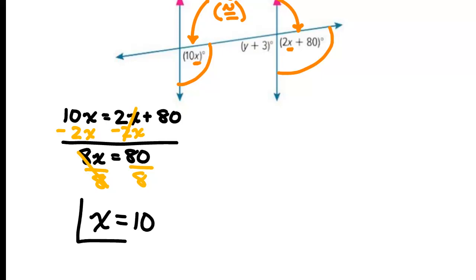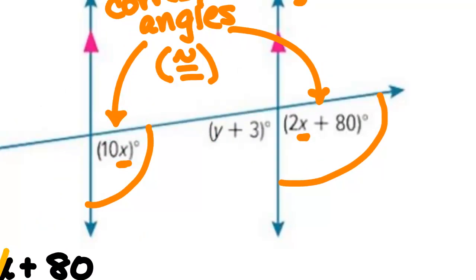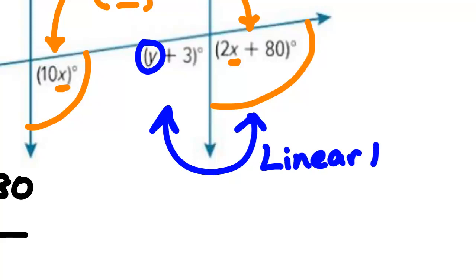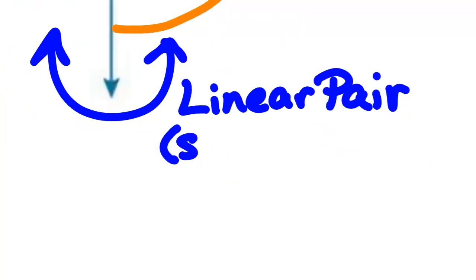There is another variable in the picture. There's a y right here. What's the relationship between these two angles? What do we call that pair of angles? A linear pair. And what's the relationship for a linear pair? Equals 180, supplementary.